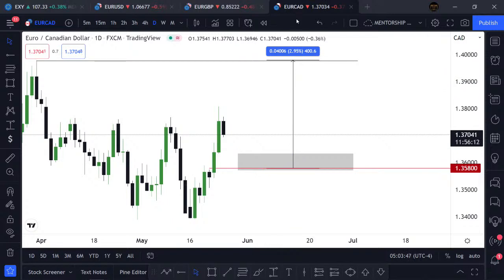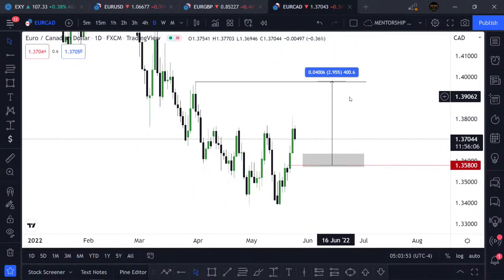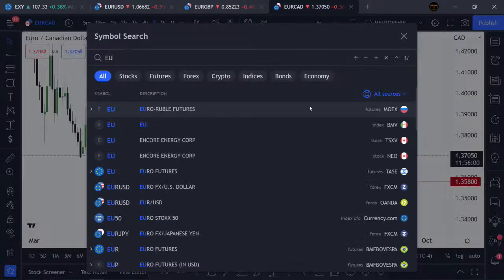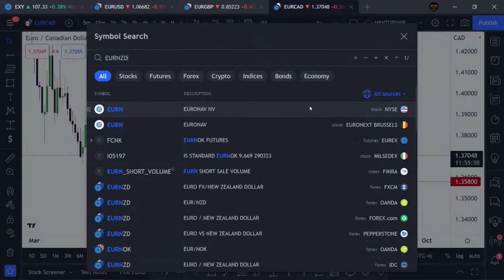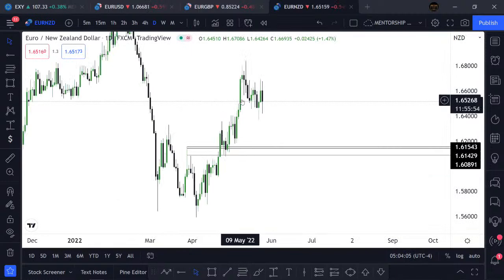This is the euro cross. So let's look at the euro New Zealand.